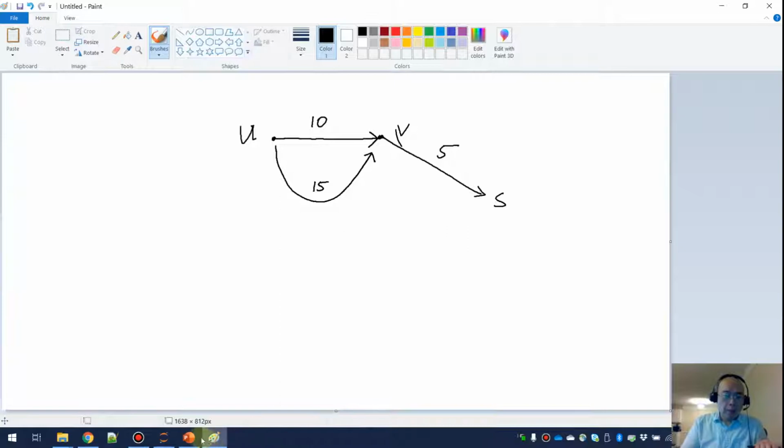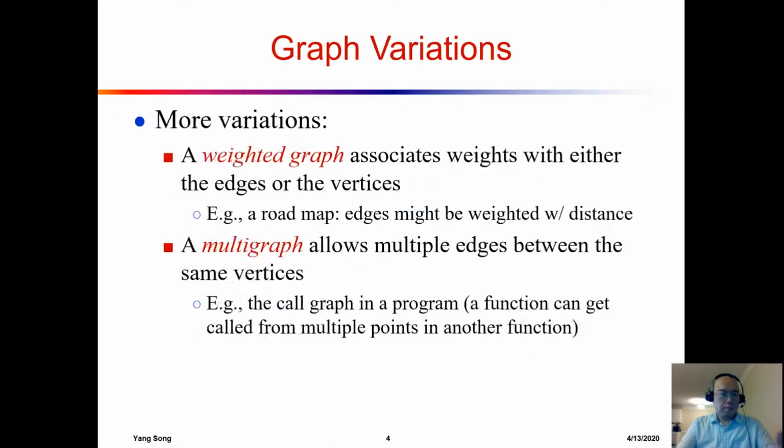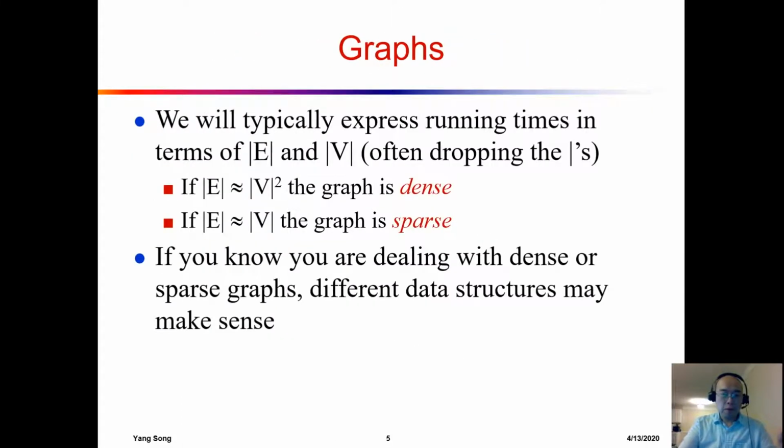So how do we define how full a graph is? Typically, if we find the number of edges is roughly equal to the number of vertices squared, then this is a dense graph. This means even though the graph is not complete, it is somewhat complete, or somewhat dense. On the other side, if the number of edges is roughly the same as the number of vertices, then we say this graph is a sparse graph.